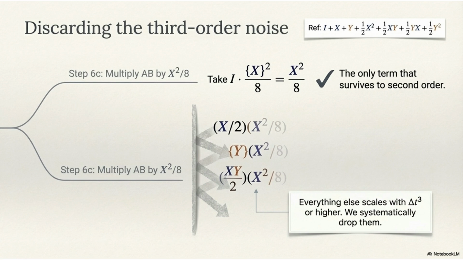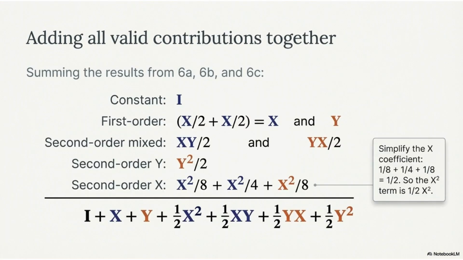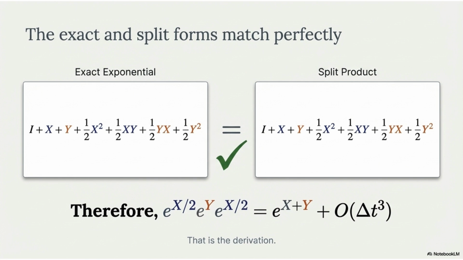Adding all valid contributions together from steps 6a, 6b, and 6c, we sum the constant, first order, and second order terms. We simplify the coefficient for the x squared term to 1/2. The exact exponential and the split product match perfectly up to the second order in delta t. This confirms the second order accuracy of the Strang splitting formula, proving that the error scales as delta t cubed.